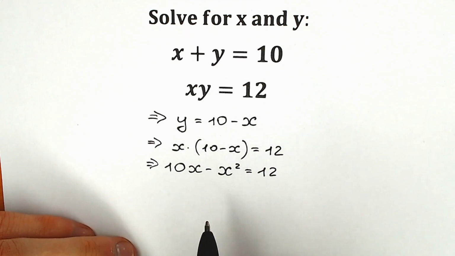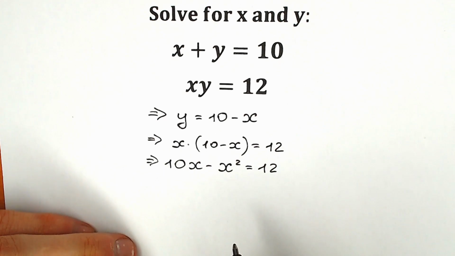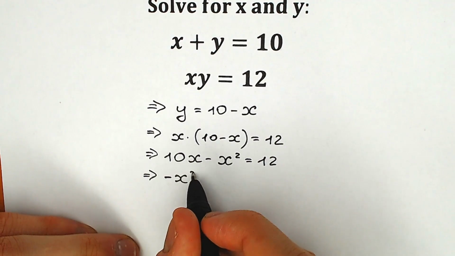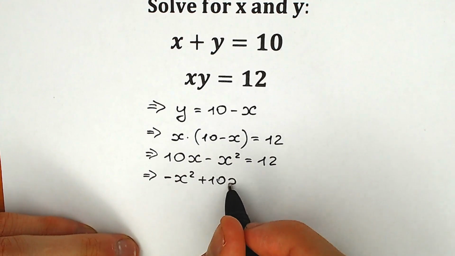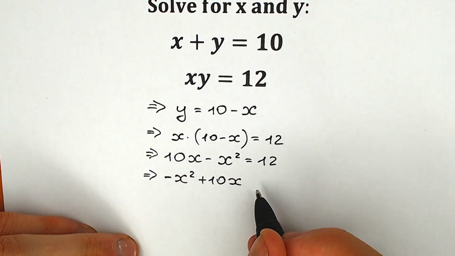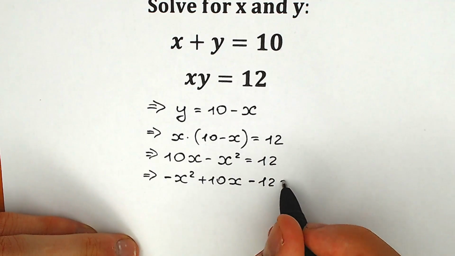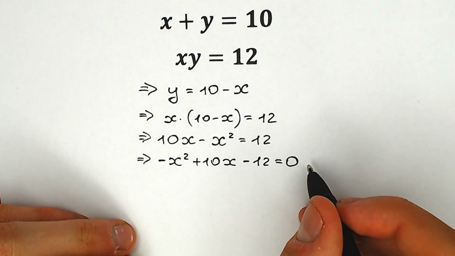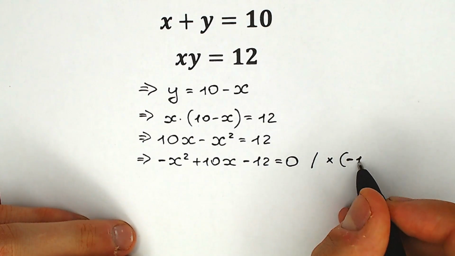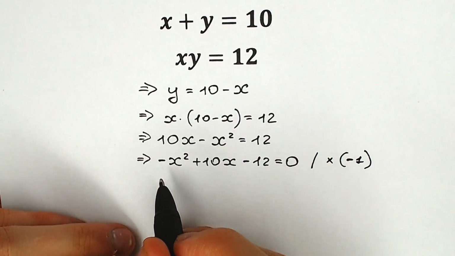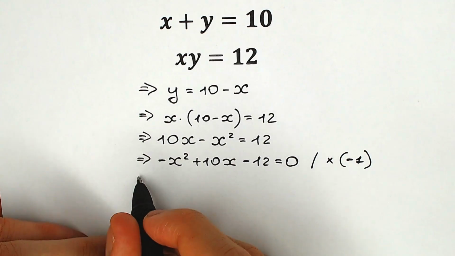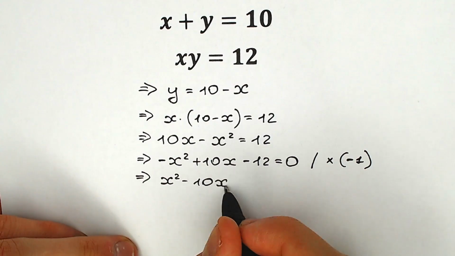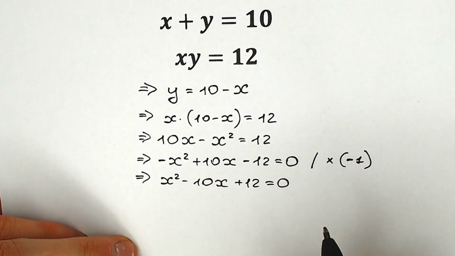We need this one on the first position, so let's write it on the first position but with a negative sign: minus x squared plus 10x, and of course we need to subtract 12 because we need 0 on the right side, so minus 12 is equal to 0. Right now, let's multiply both sides by minus 1. When we multiply both sides by minus 1, we change all the signs because we need a positive sign here, not negative. So as a result, we have x squared minus 10x plus 12 equal to 0.